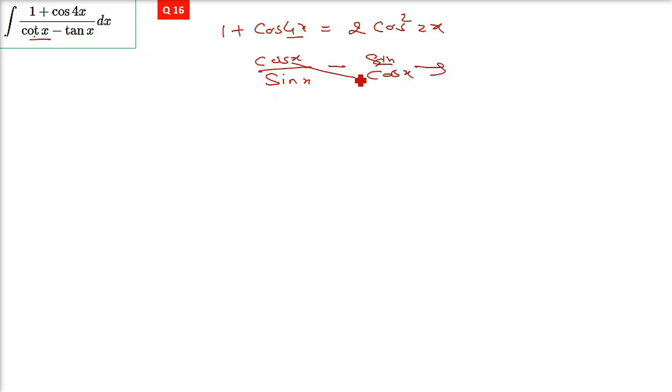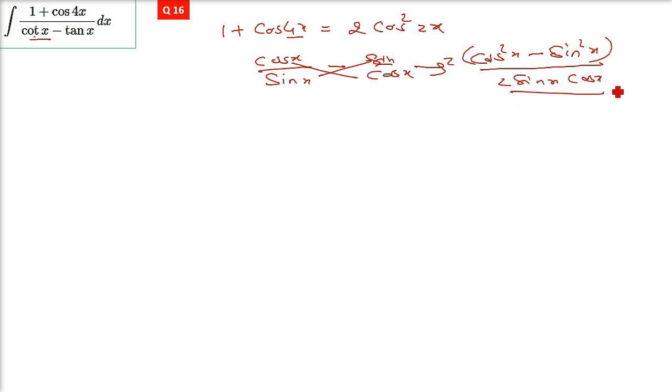And then this will be cos square x minus sin square x. I'm taking the LCM. You can just cross multiply and then multiply the denominator like this, sin x cos x. And please remember, cos square x minus sin square x is cos 2x. You can multiply 2 in the denominator, so the denominator will become sin 2x because 2 sin x cos x is sin 2x.